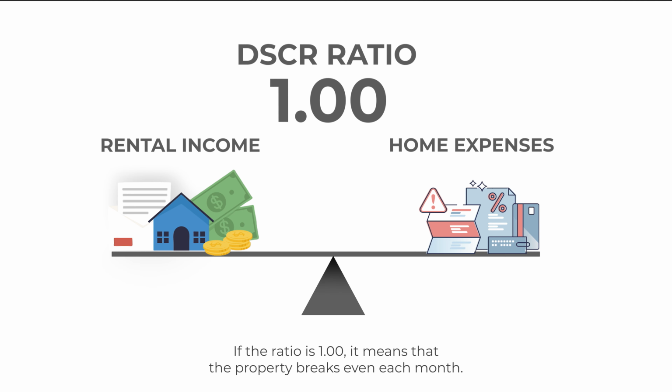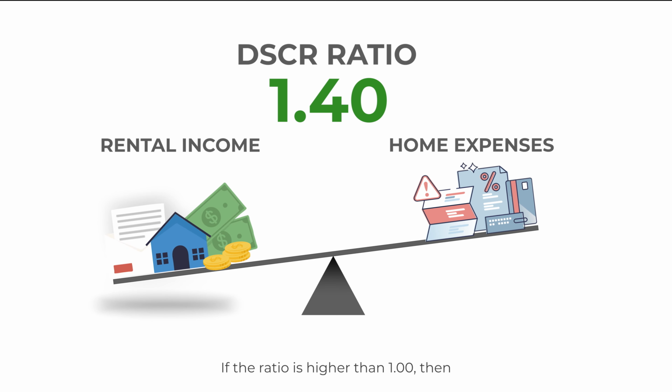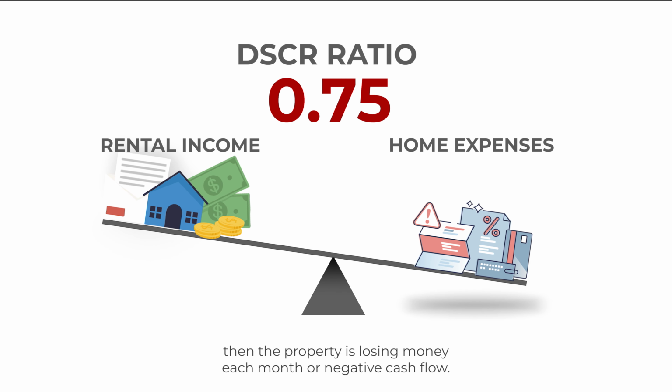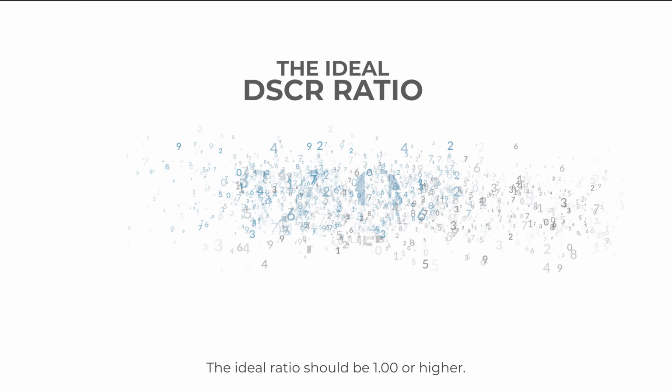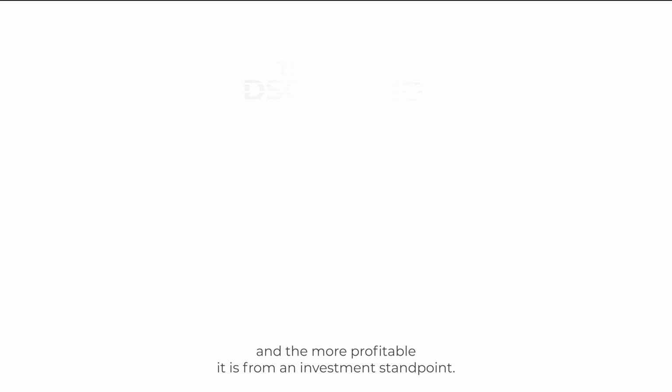If the ratio is 1.0, it means that the property breaks even each month. We call this neutral cash flow. If the ratio is higher than 1.0, then it's making money each month, or positive cash flow. It means that the property is turning a profit each month. And then if the ratio falls below 1.0, then the property is losing money each month, or negative cash flow. The ideal ratio should be 1.0 or higher. The higher the number, the more the property cash flows and the more profitable it is from an investment standpoint.